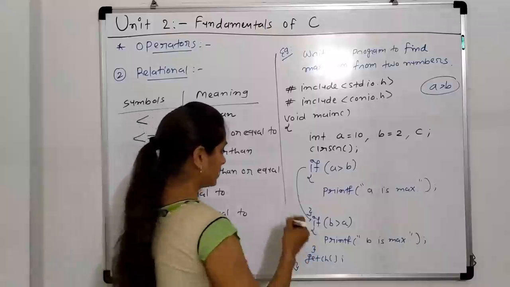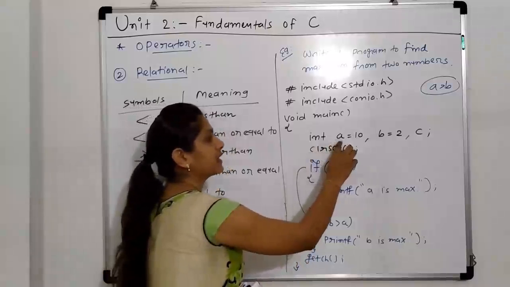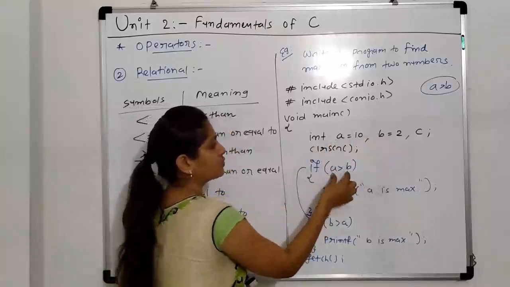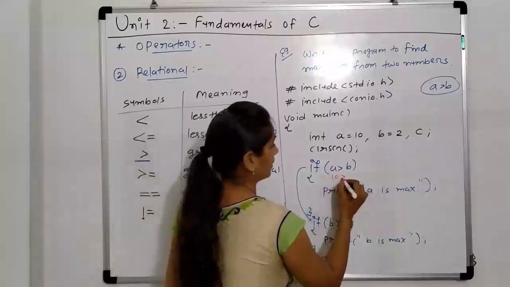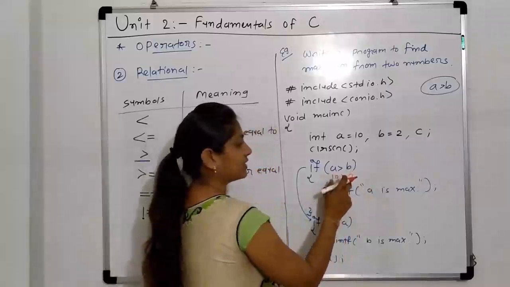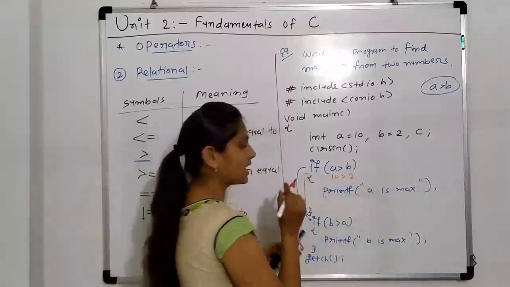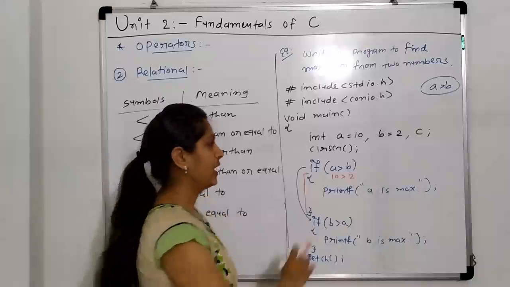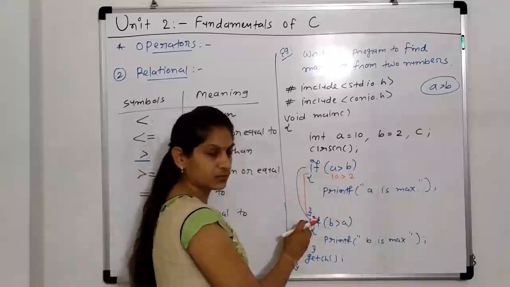What is the output of this program? First, A is 10 and B is 2. Now check the condition. Condition is what? A is 10, greater than B which is 2. So is 10 greater than 2? Yes. If the condition is true, then this part will be executed. And if the condition is false, then it jumps onto this part.